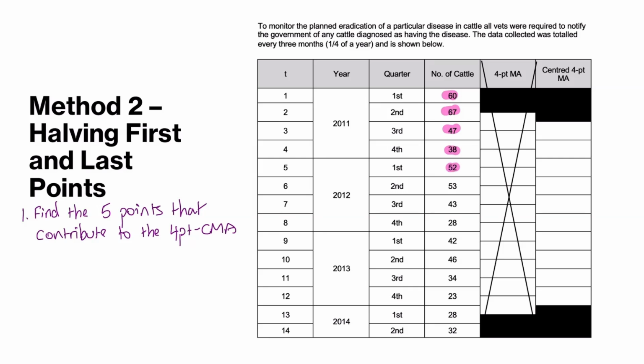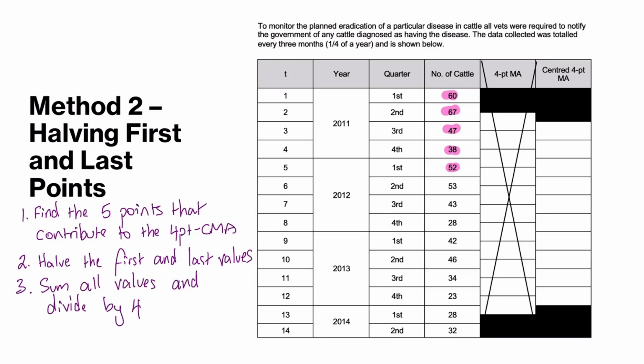Then I'm going to halve the first and the last values. Once I've done that, I'm going to sum them all together and then divide by 4. So even though I'm using 5 values here, I'm still finding a centered 4-point moving average, and so I'll need to divide by 4 at the end. It's a common mistake that students tend to make to then divide by 5 because they've used 5 values.